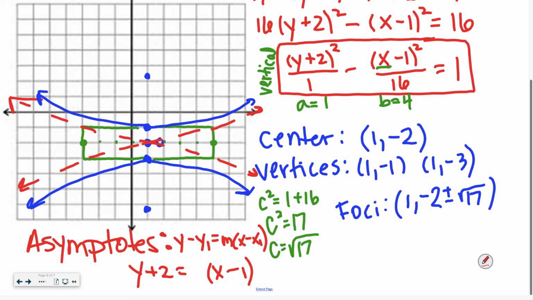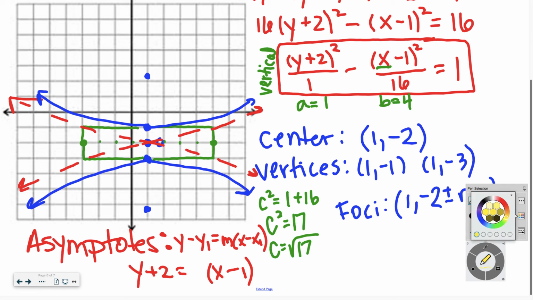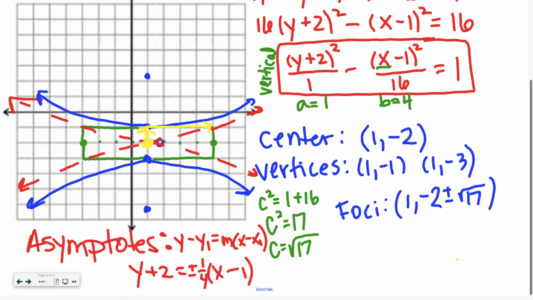Now, if we use this to count our slope, then from the center, we would go up 1 and over 4. So our slope would be plus or minus 1/4. One of them has a positive slope, one of them has a negative slope, but see how the a and b are going to give us our slope.